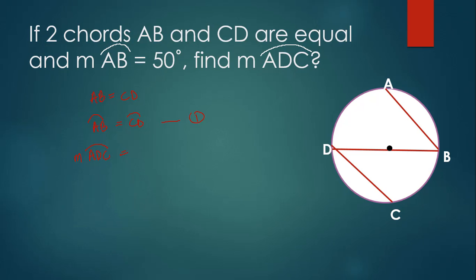So measure of arc ADC will be measure of arc AD plus measure of arc CD. But from equation 1 we have CD equal to AB. So measure of arc AD plus measure of arc AB, as you can see, is 180 degrees as it is forming a semicircle. Hence the measure of arc ADC is 180 degrees. Let's move on to the next problem now.